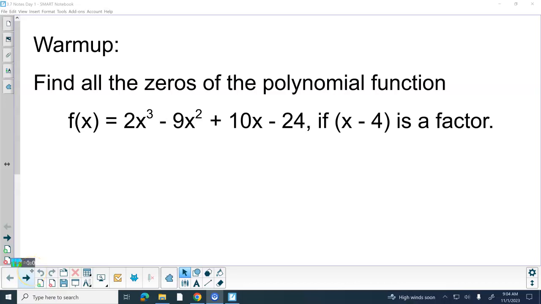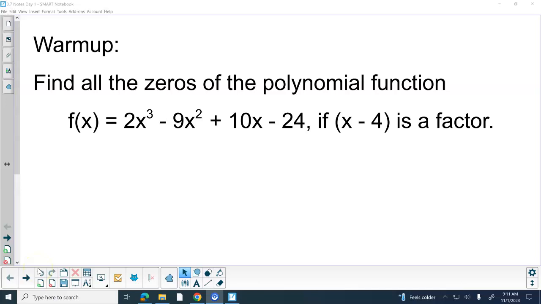So there's our polynomial function, 2x cubed minus 9x squared plus 10x minus 24. We know that x minus 4 is a factor. I want you to find me the zeros of the function. How many are we supposed to get, or how many do you need to get? 3 of them. Okay, so find me all 3.